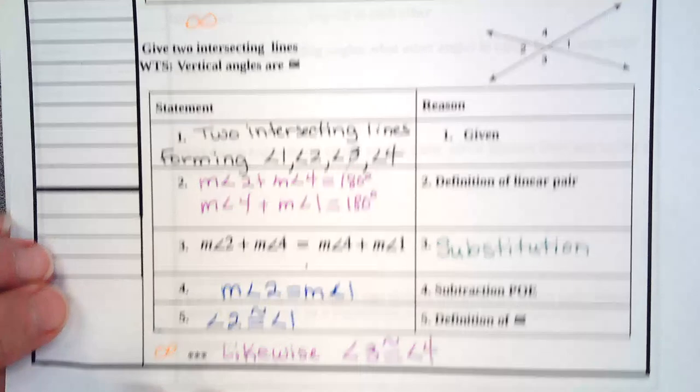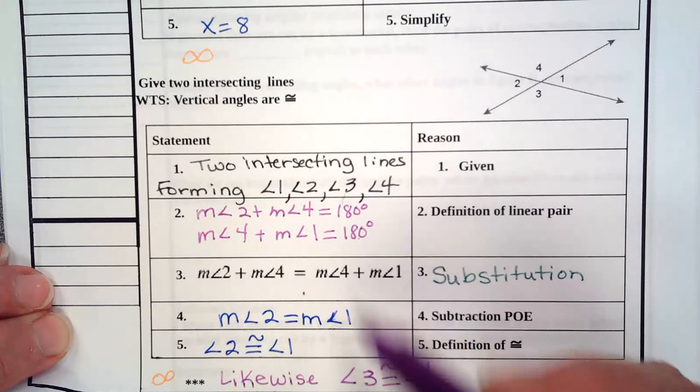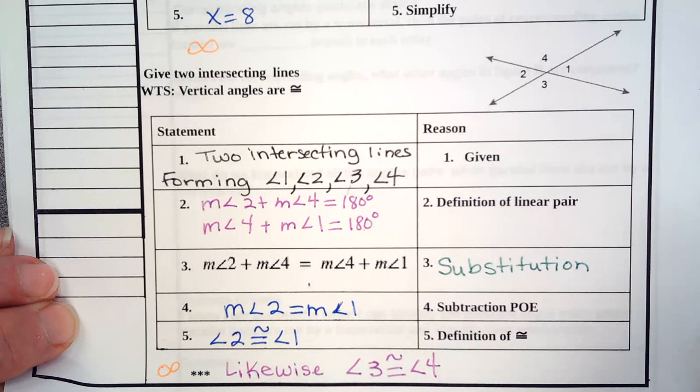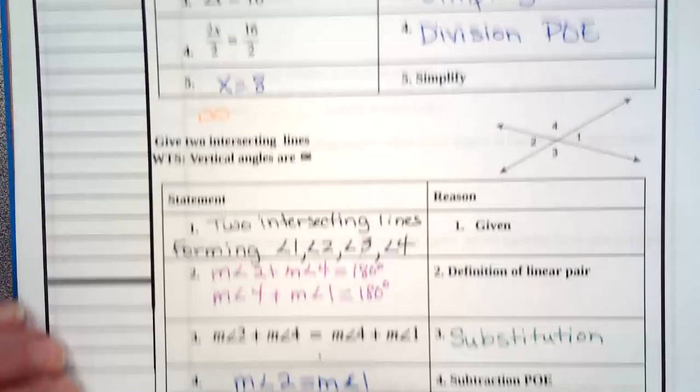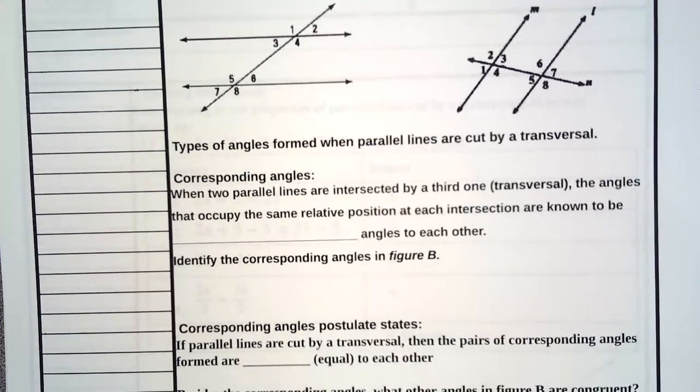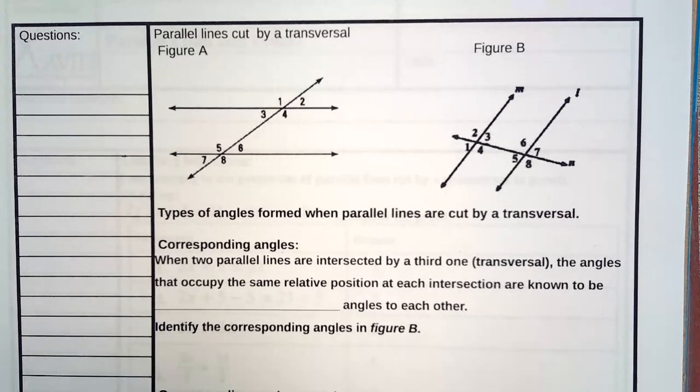Okay, from now on we can use the statement that vertical angles are congruent because we've proven it. After you prove something, you can use it in all your following proofs. But everything has to either be proven first or be a postulate. Okay, parallel lines cut by a transversal.